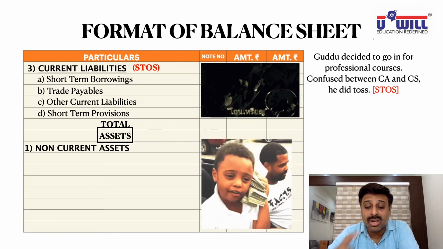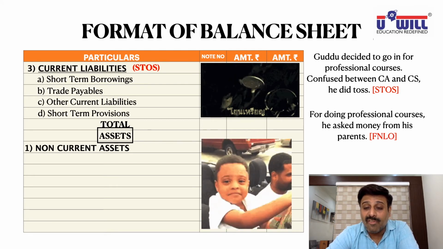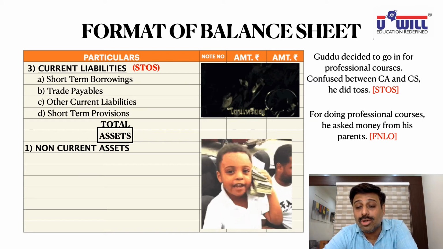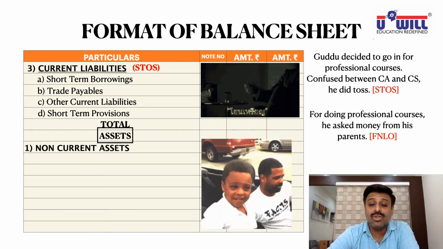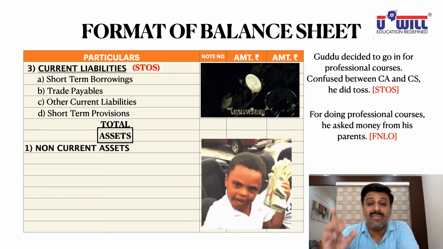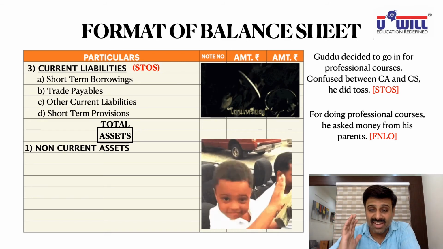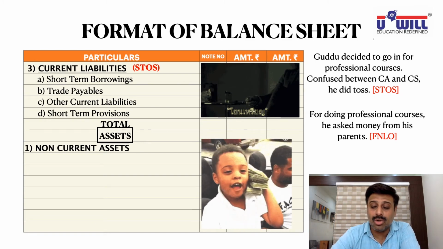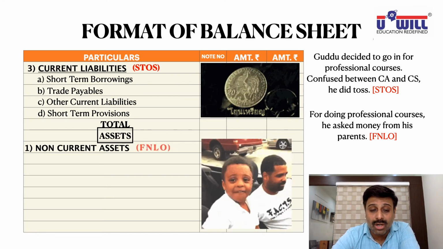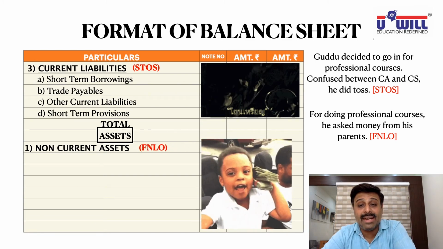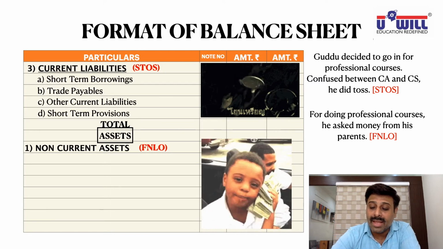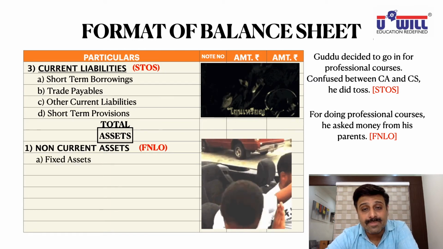How will you remember the shortcut for non-current assets? For doing professional courses, Guddu has money from his parents. So you remember FNLO, finance law. FNLO means finance law. So what shortcut will you remember for non-current assets? FNLO, finance law. F stands for fixed assets.